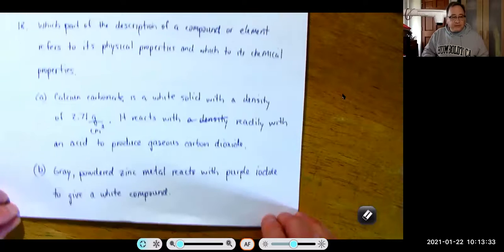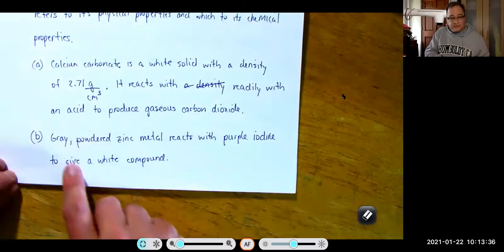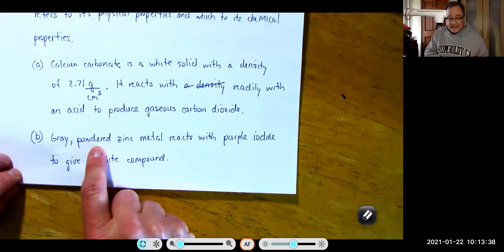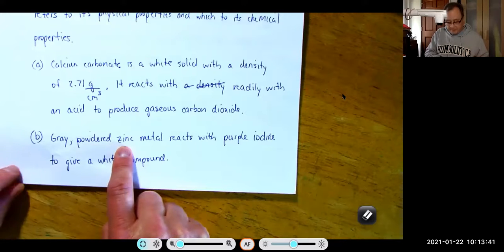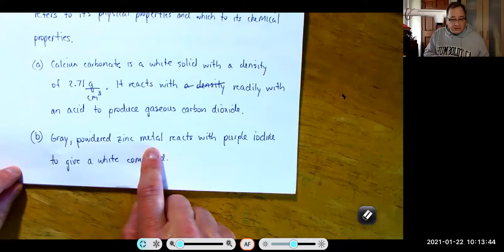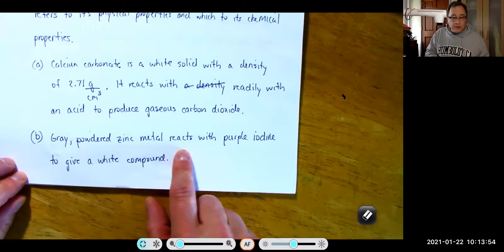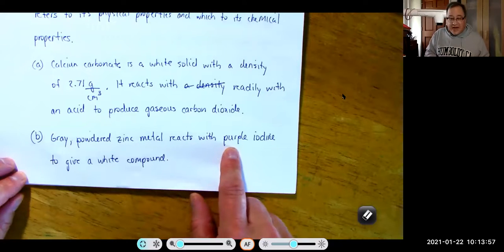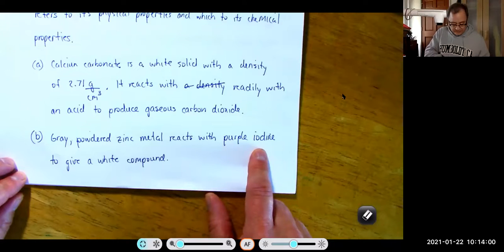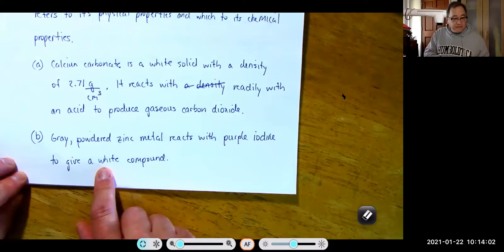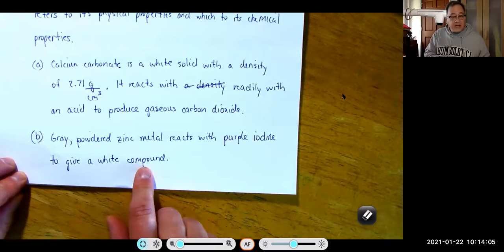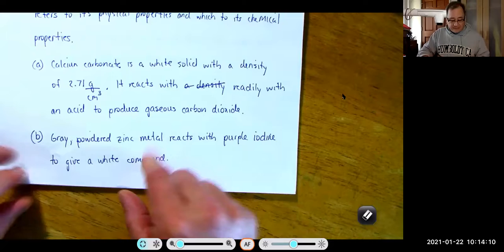So down below here, you can see that gray is going to be physical. Powdered is physical. Zinc is a formula, so that's going to be chemical. We could argue both ways on metal, that it's a chemical property and a physical property. We'll learn more about that later. Reacts with, chemical. Purple, physical. Iodine, chemical. White, physical. Compound, chemical, because we know it's not an element that you get, it's a compound.